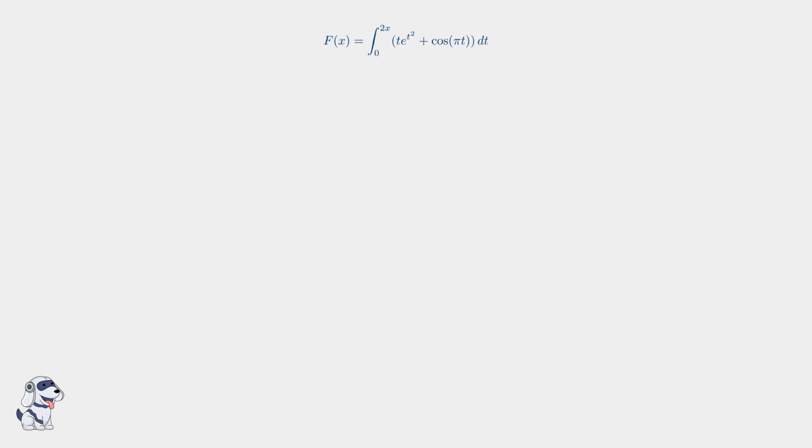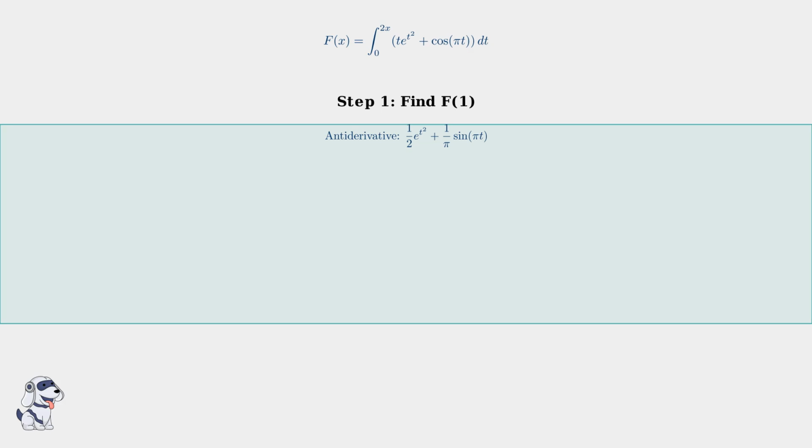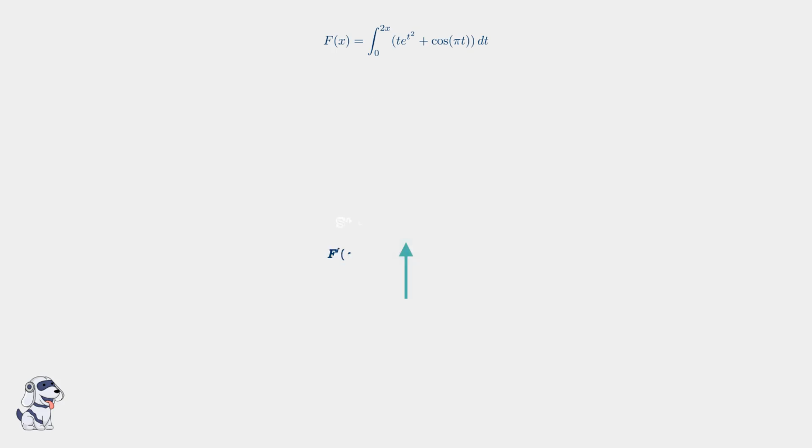We need to find the tangent line at x equals 1. First, find f of 1 by evaluating the integral from 0 to 2. The antiderivative is 1/2 e to the t squared plus 1 over pi times sine of pi t. Evaluating from 0 to 2 gives f of 1 equals 1/2 times e to the 4th minus 1/2, or 1/2 times e to the 4th minus 1. Next, find f prime of x using the fundamental theorem of calculus.